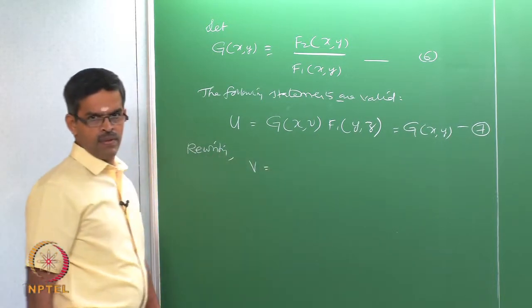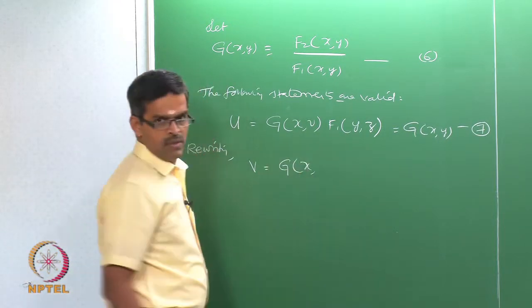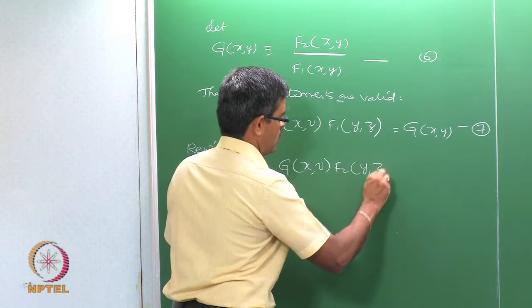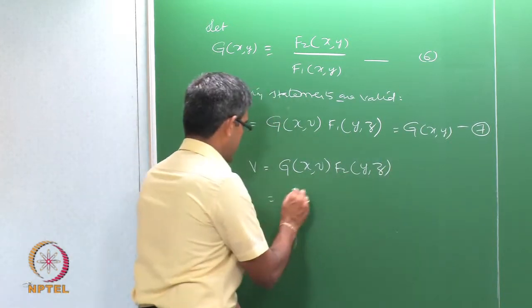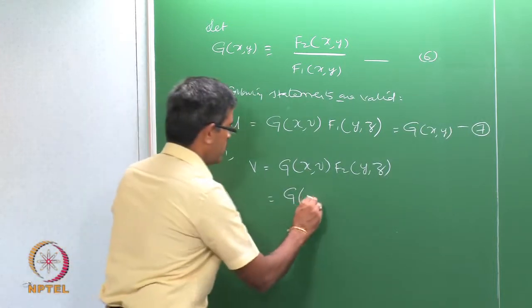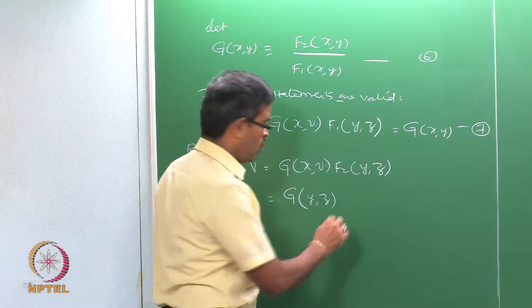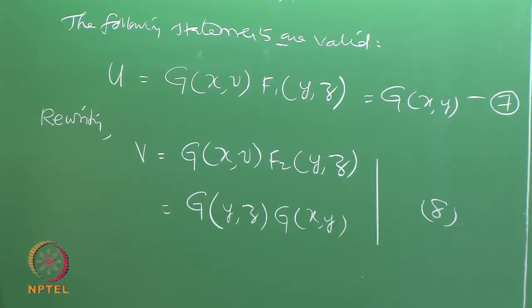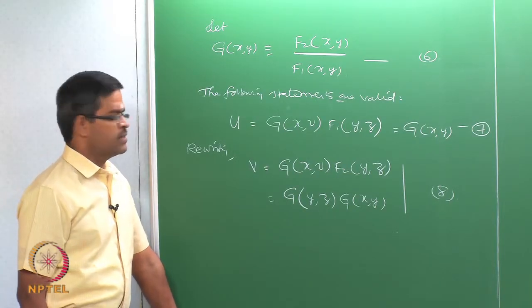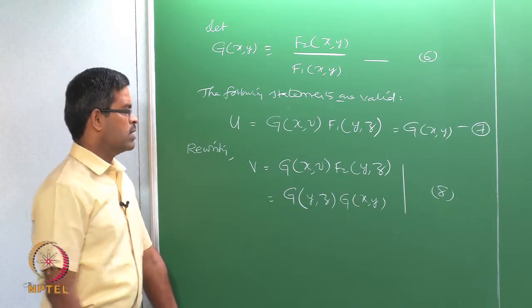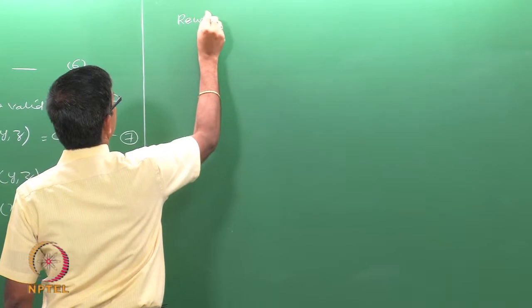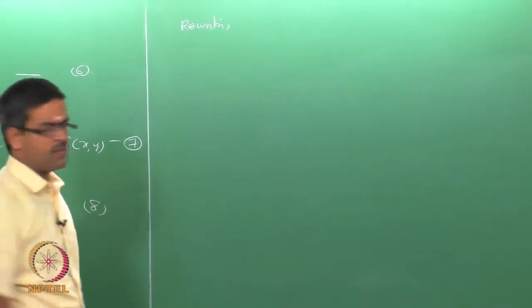V can be g of x v, f2 of y z, which can also be said as g of y z and g of x y. Now, one can denote the left hand side of this equation as u and v respectively. One can rewrite equation 8 slightly in a different form. So, let us say, I should say, rewriting equation 8 slightly in a different form.